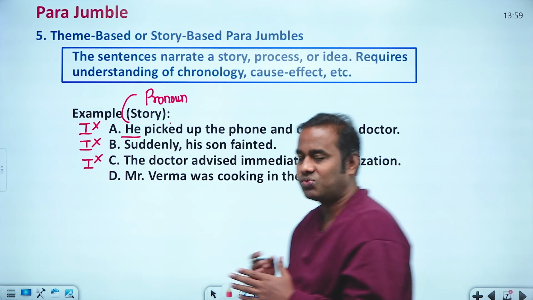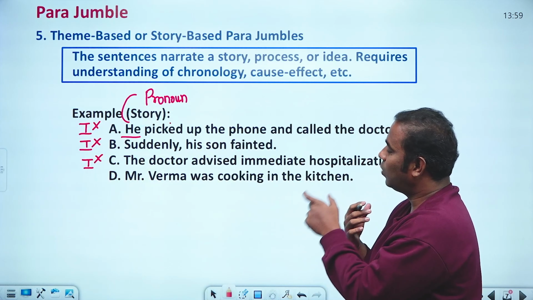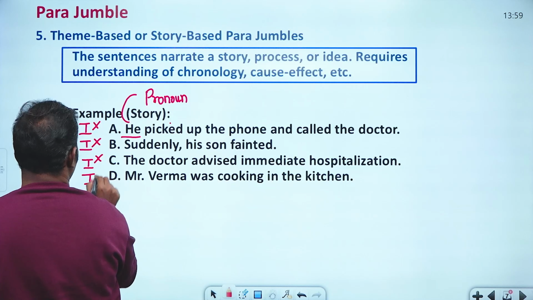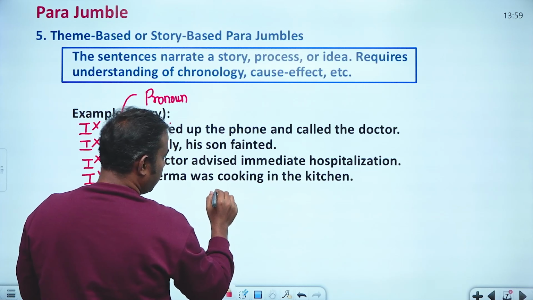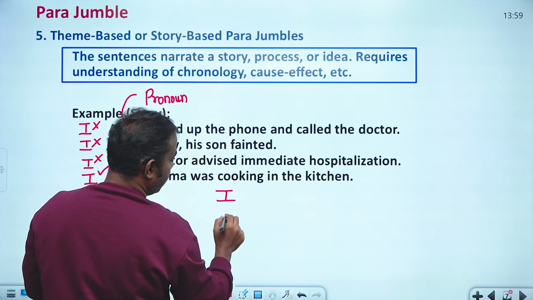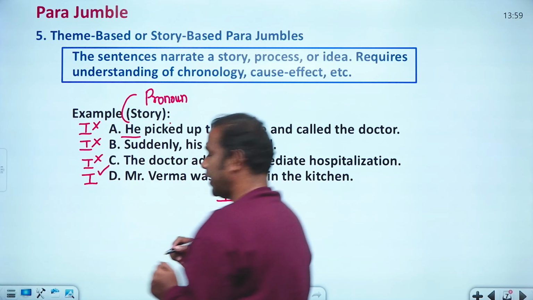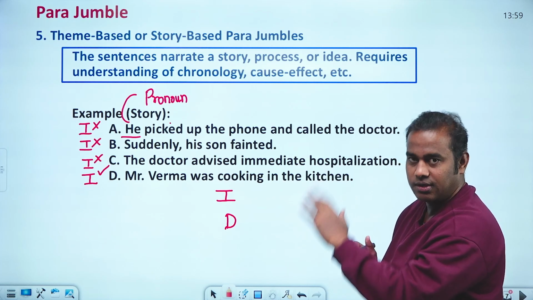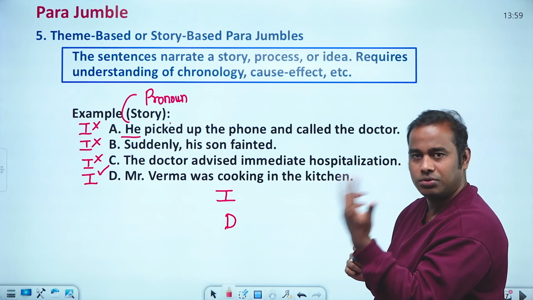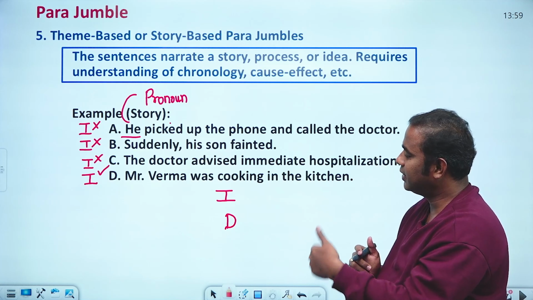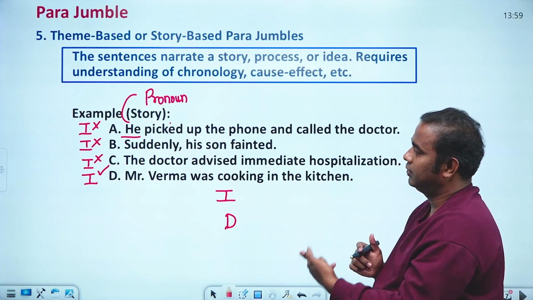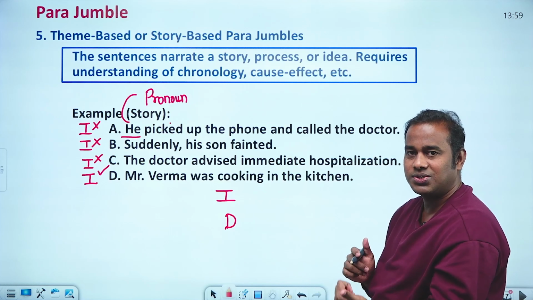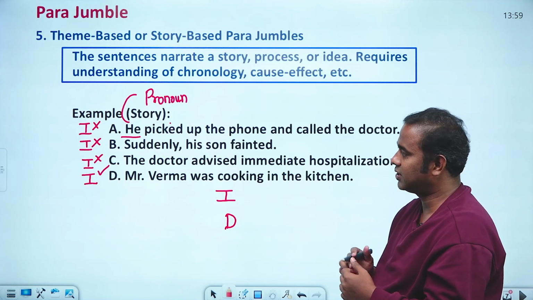Then look at the last one: Mr. Verma was cooking in the kitchen. This is the first point. Leftover is the first, so always you have to find out the first one here. So I have identified D as the right first answer. Looking at the answers, we can actually eliminate 2 or 3 answers, because the sentence is going to start with D. Any answer in the choices which is not D, we can eliminate.